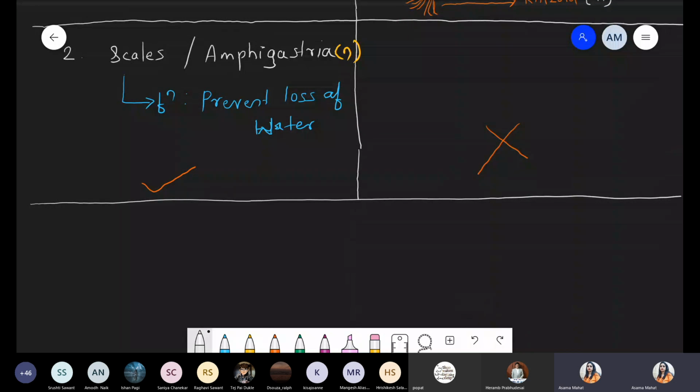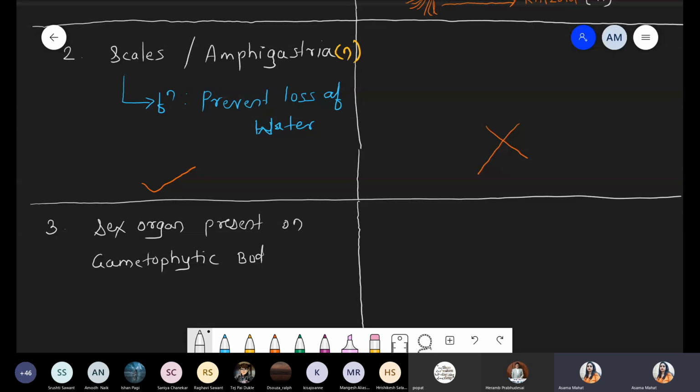Third point. Again this point is related to the gametophytic body, and we are talking about the sex organ. The sex organ is present on the gametophytic body, so such a sex organ is at the haploid level. It has the ploidy level haploid, because these are part of the gametophytic body.